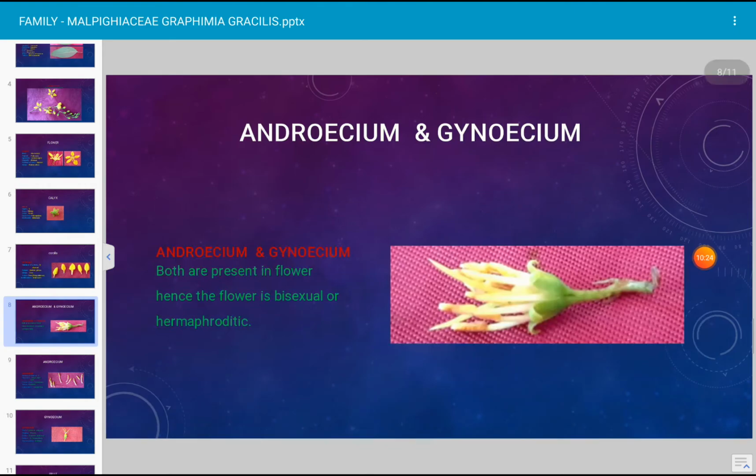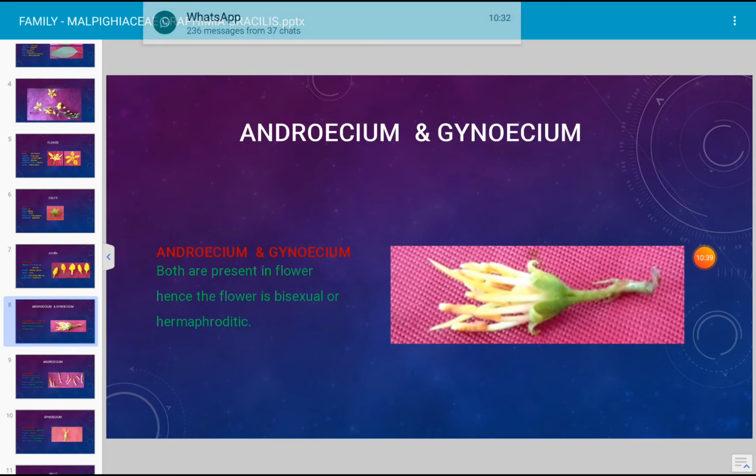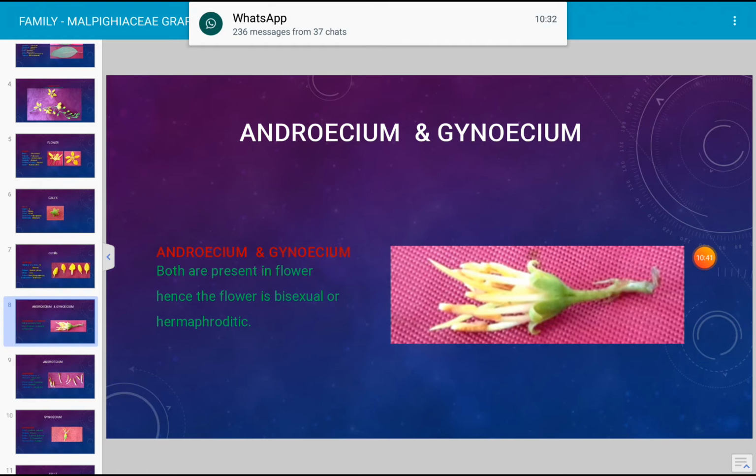Next, this is the photograph showing androecium as well as gynoecium present in the flower. When both the androecium and gynoecium are present in the flower, that flower is described as a bisexual flower, and the bisexual flower is also described as hermaphrodite flower. Next slide.